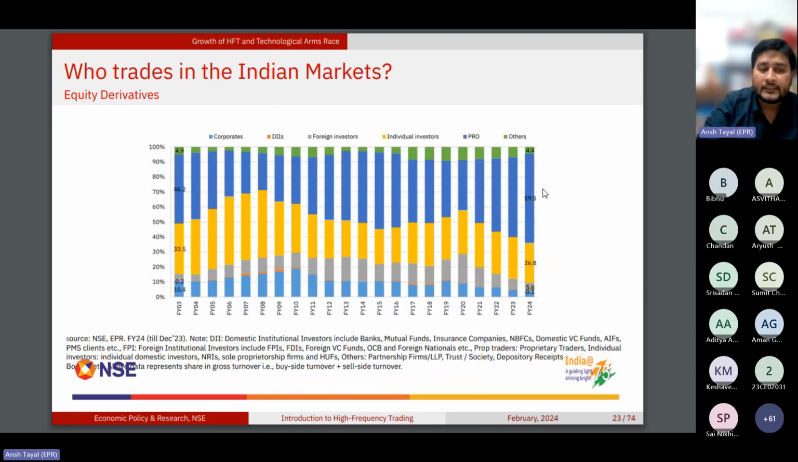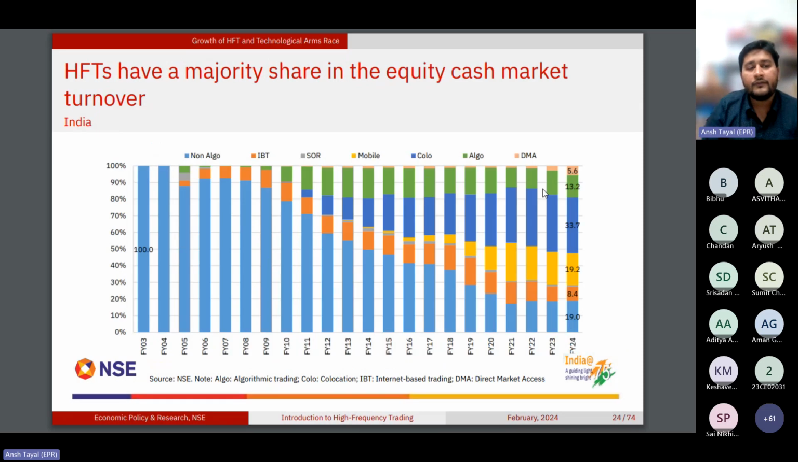Now, this was categorization based on types of investors. Now we have categorization based on mode of trading. So are you trading via non-algo? Are you doing internet-based trading? Are you doing mobile trading, co-location, as I mentioned, or algorithmic trading or direct market access? So here also, HFTs have the majority of the share in the cash market. So 33.3% is colo. You would take colo because you would want your orders to be faster. So colo is a proxy for high frequency trading firms as well. So 33.8% is colo, and a part of algo trading would also be high frequency. Not all of it, but a part of it would definitely be.